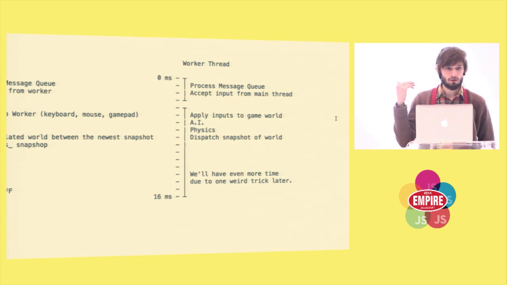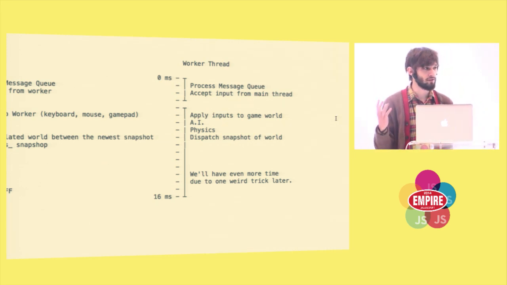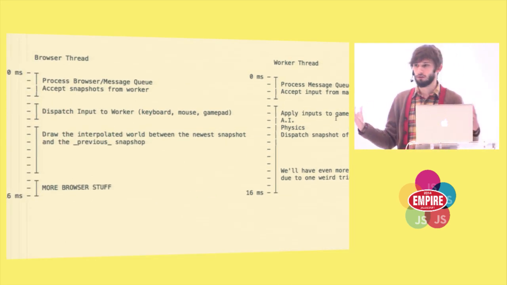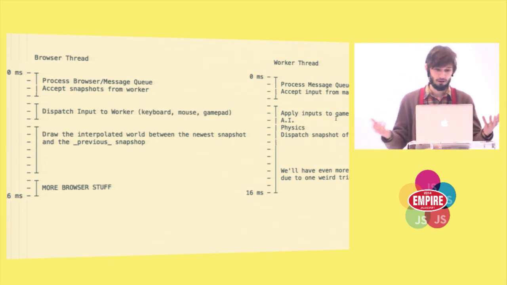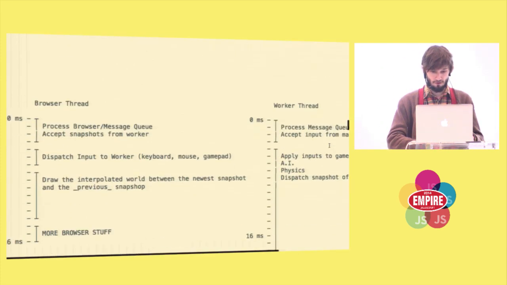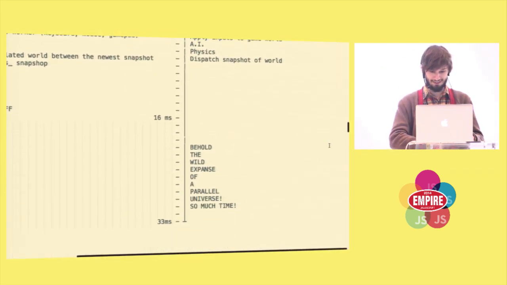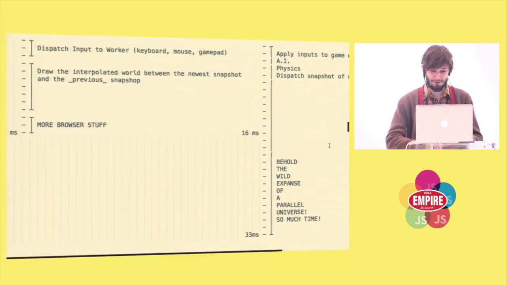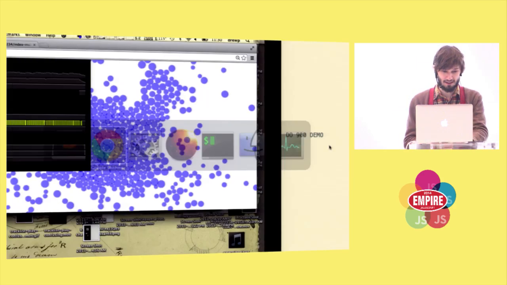And we're going to use one weird trick in a little bit, and we're going to even be able to double the amount of time that we have. So right now, we have expanded our world to two worlds, and we now can exploit the resources in both to have even more time. So eventually, it's going to look like this. Oh, look at all that time. Oh, it's so beautiful. It's just so much time over in that web worker. And I'll show you how in a minute. But first, quick demo.